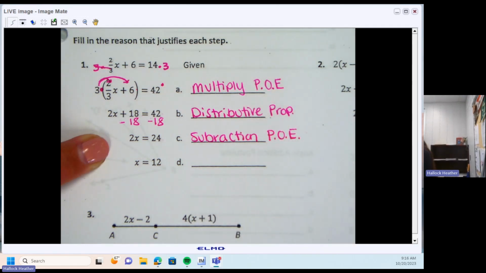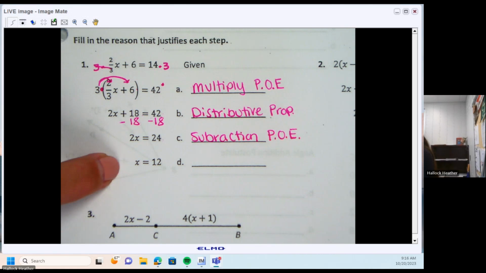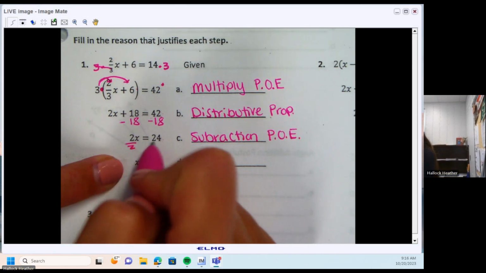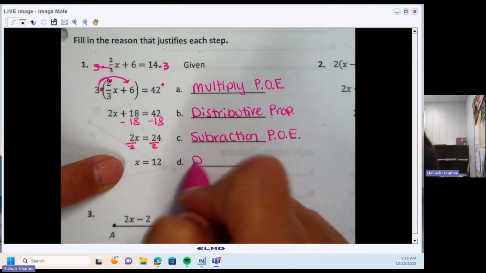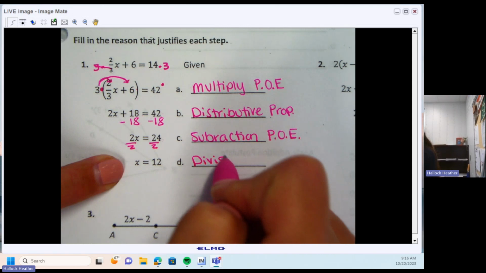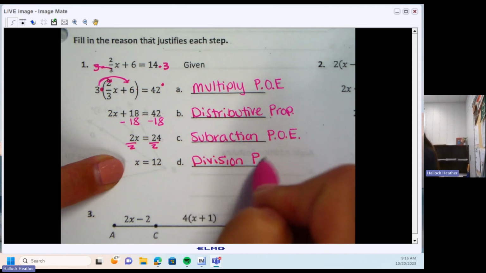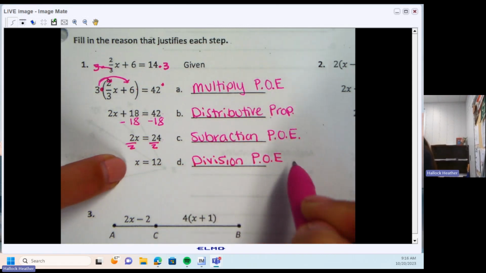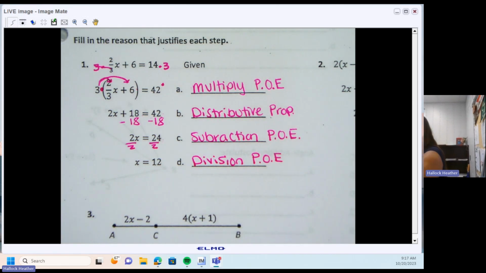And then what about that last step? Divide by 2. So this is division property of equality. So anytime you do something to both sides of the equation, that's why it's called property of equality.